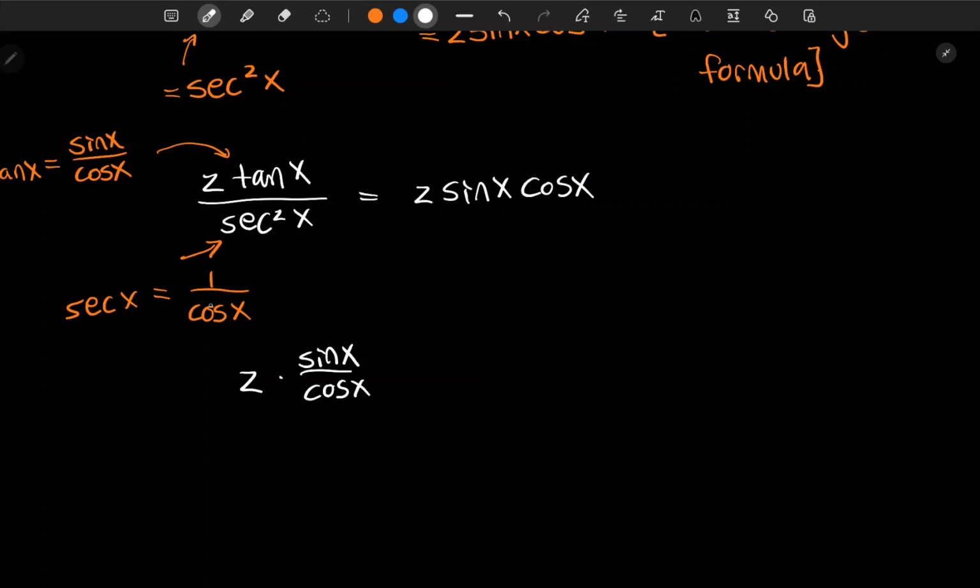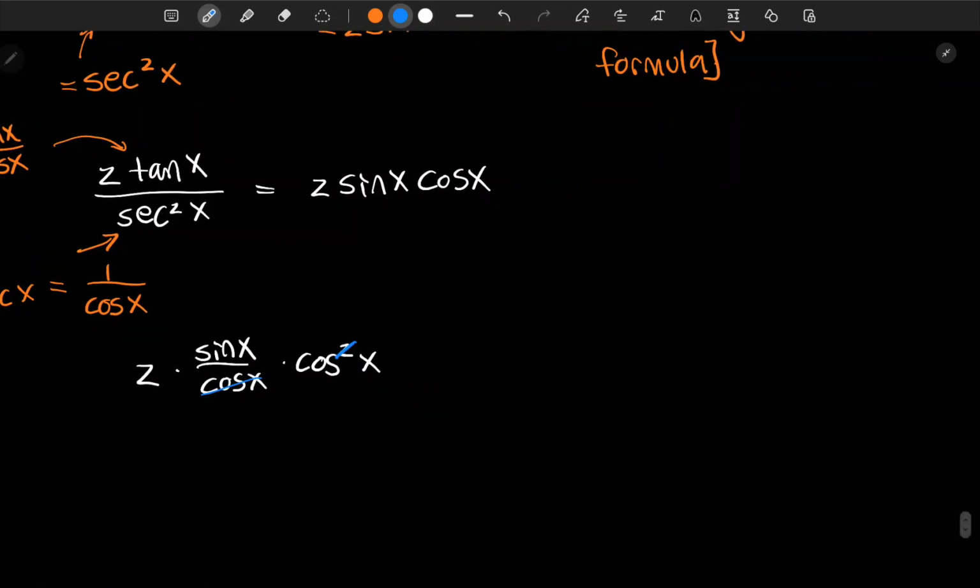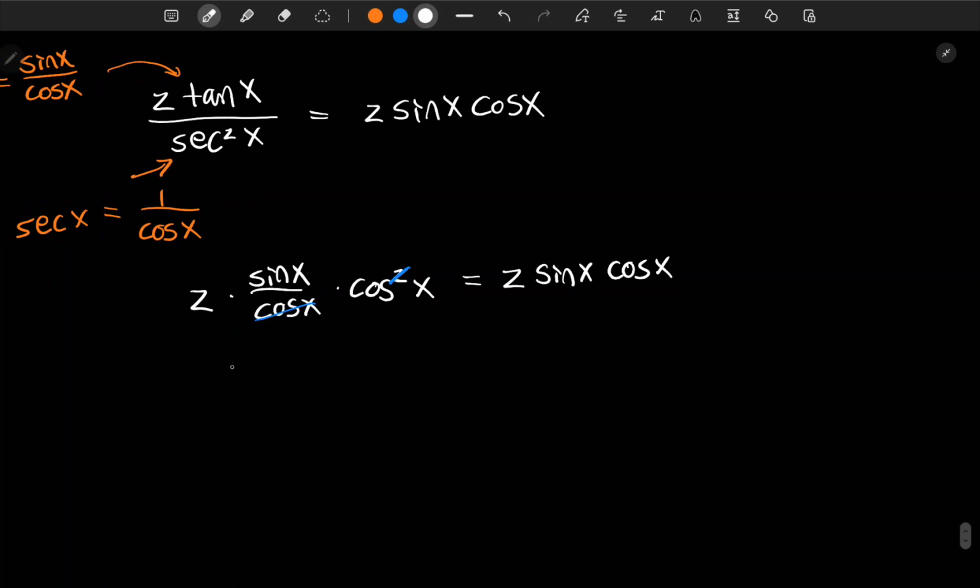But because secant squared x is 1 over cosine squared x, we can bring the cosine squared up top, and that becomes cosine squared x. We can cancel one of the cosines with the one in the denominator here from the tangent. And this becomes, well, we want it to be equal to 2 sine x cosine x. And what we find on the left-hand side is that it's 2 sine x cosine x, which is exactly what we wanted to show.